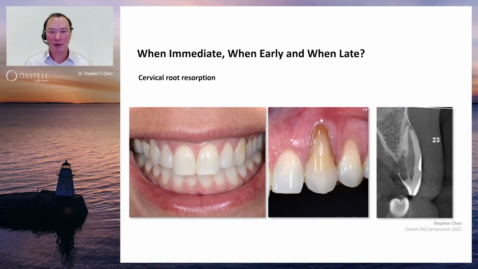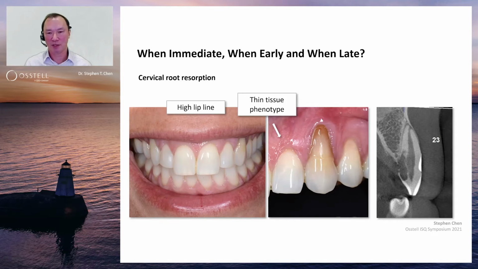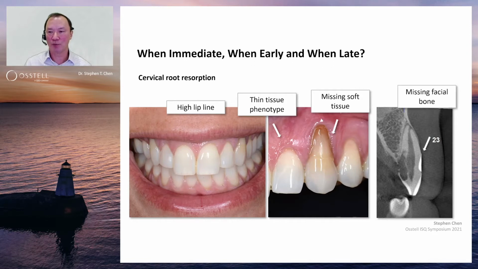and clearly there is a high aesthetic demand for the patient, a high lip line, and a thin tissue phenotype, which is even thinner over the canine itself, and in fact it lacks keratinized tissue. The soft tissue is missing. There's recession of about 6 millimeters or so, and the CBCT also demonstrates a missing facial bone. So everything you can think of that is going wrong or that can work against you in terms of aesthetic outcomes is happening in this particular case here.